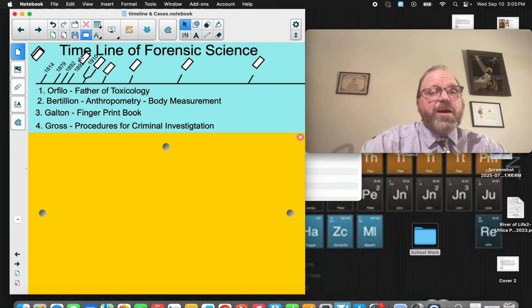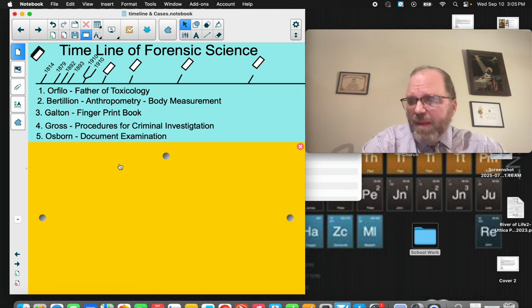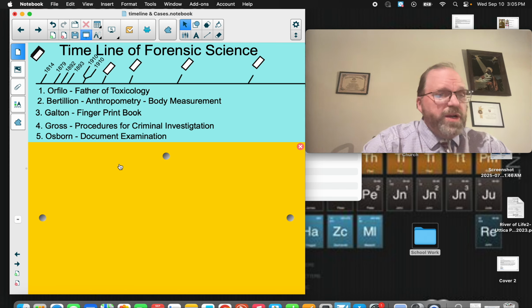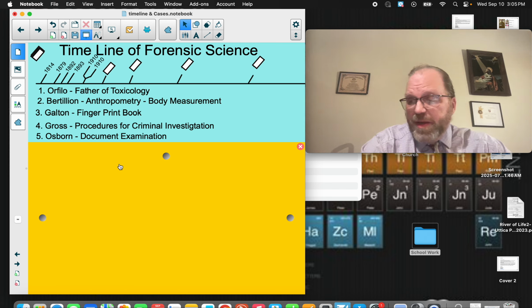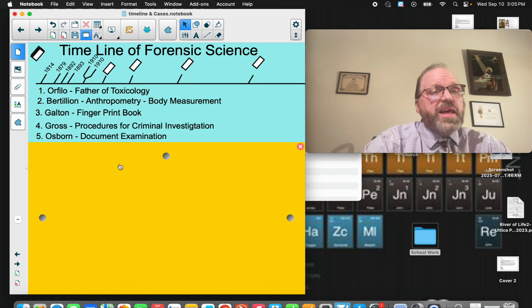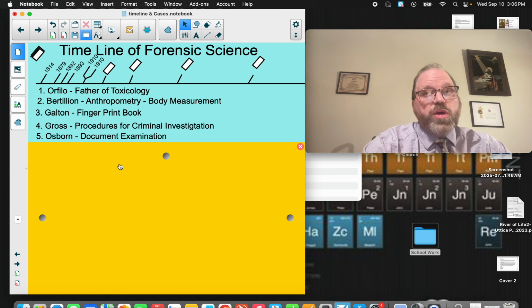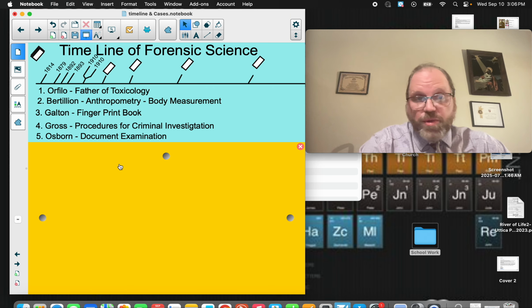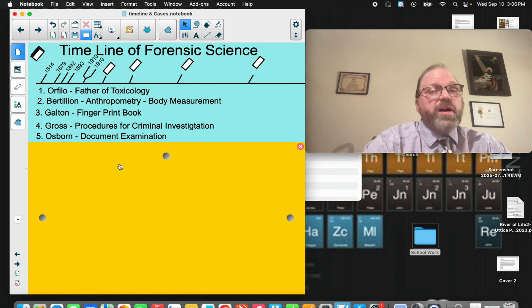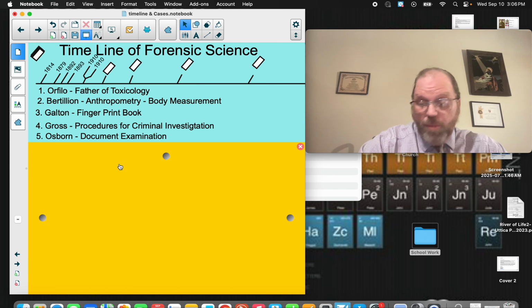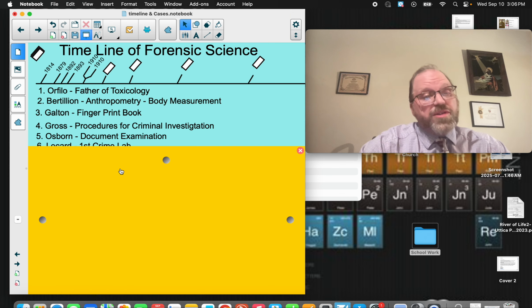Now we have 2 in the same year. Both of the following are in the year 1910. So we're getting into the 20th century here. The first one is a man named Albert Osborn. Osborn is an American, and he is the first to do what's called QDE, questioned document examination, or document examination. So like counterfeits and forgeries, all those kinds of things, that was the work of Albert Osborn, not Ozzy, sorry.